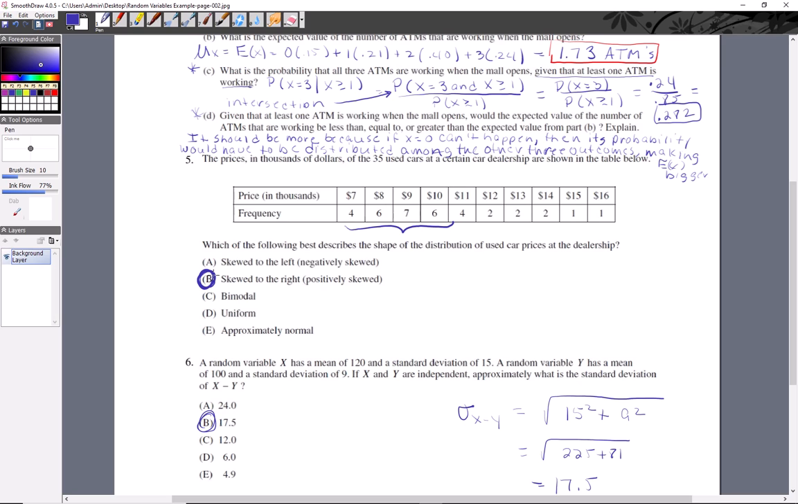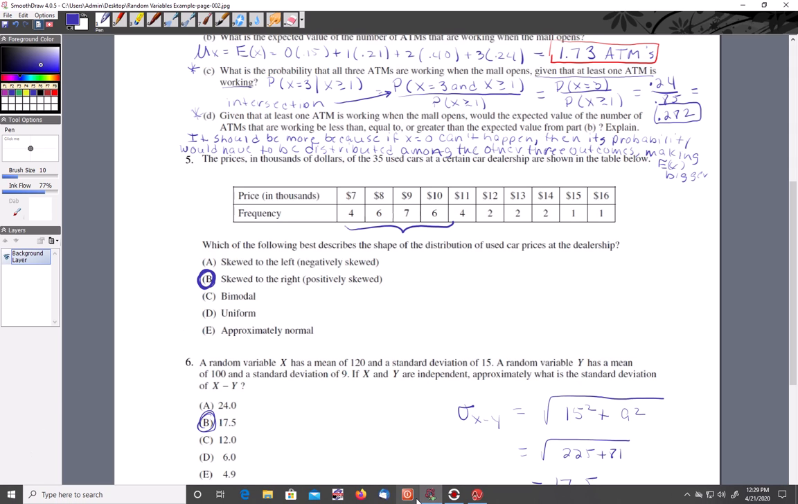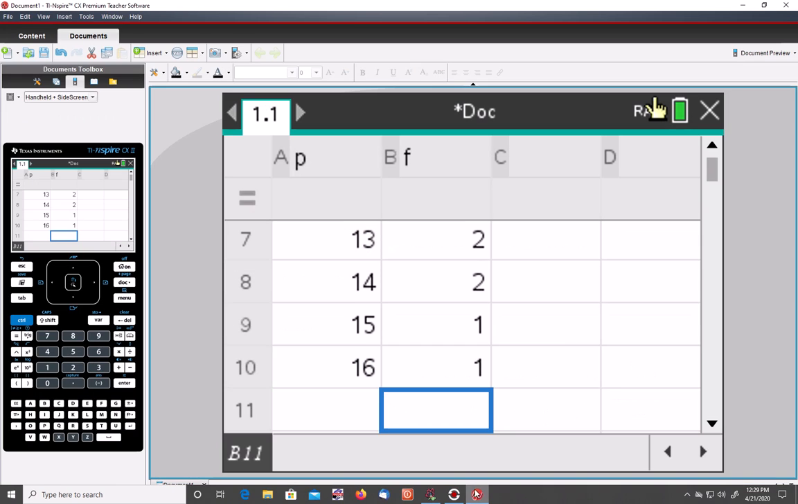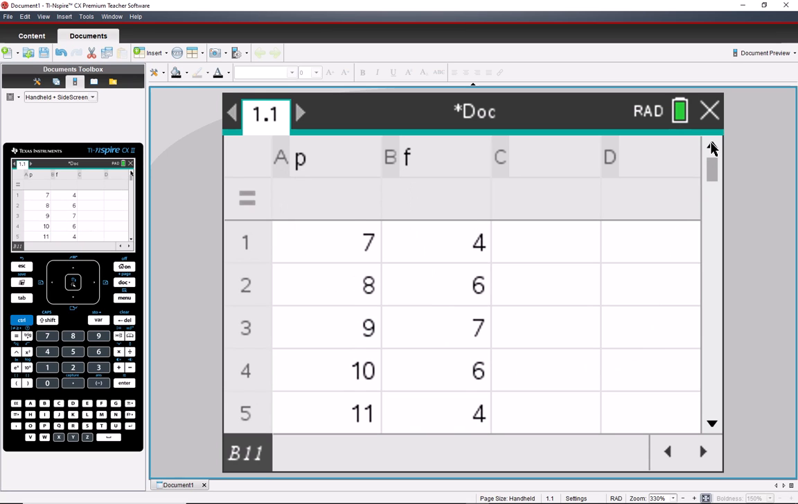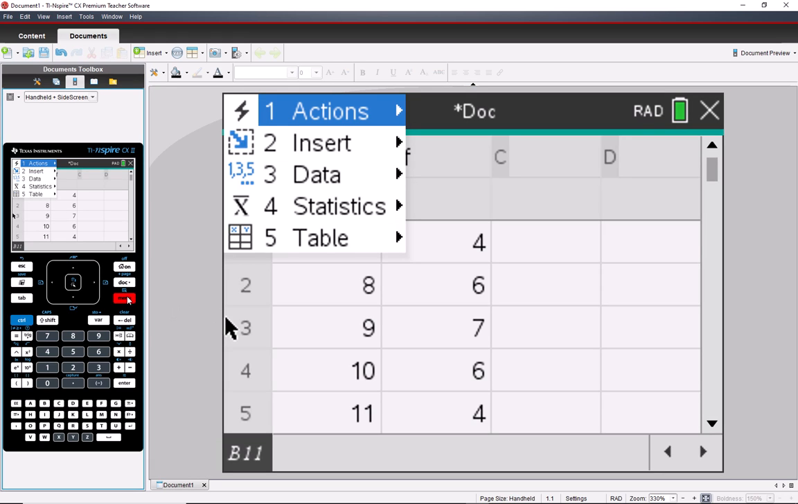Now, if that doesn't occur to you and you kind of want to look at it in your calculator, I put the data in there. So here is P for the price, here's frequency, and I put them all in. You're welcome to pause if you want to do this with me or just watch. All right, so I'm just going to go ahead and make a probability histogram out of this. So it'll be menu, and oh, that's not what I want.